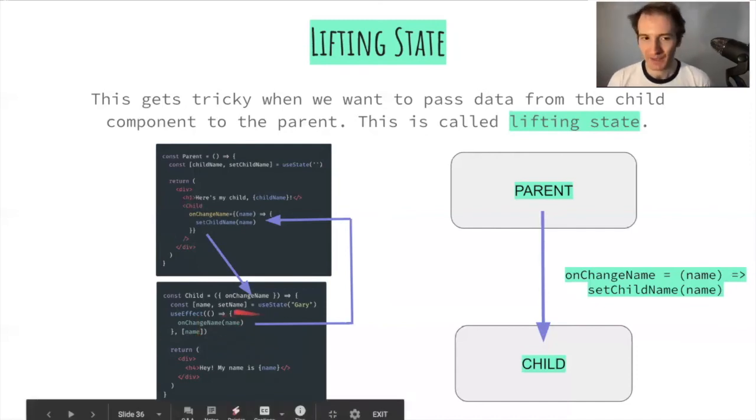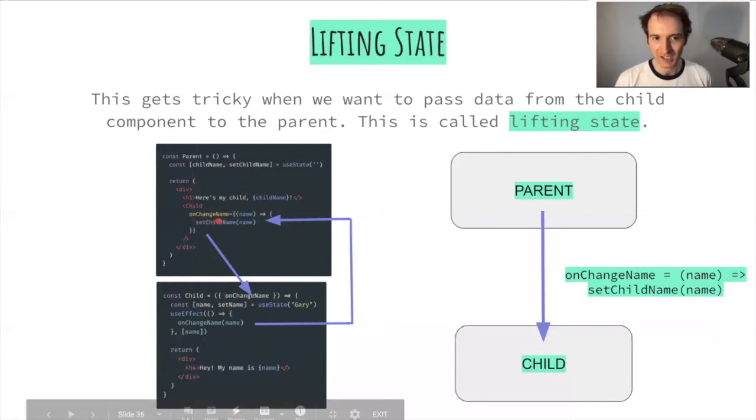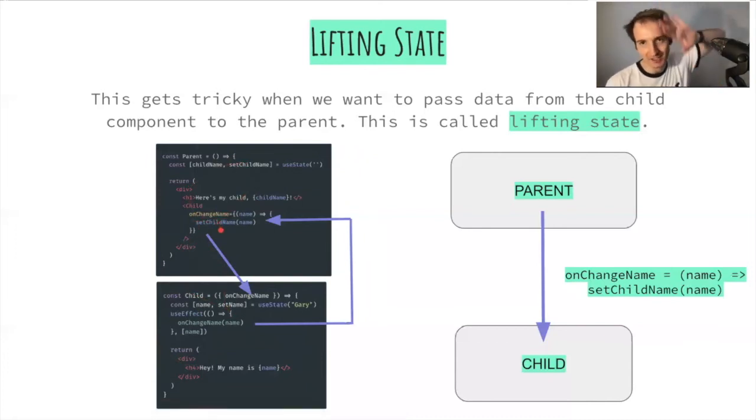And every time that name changes, then this child component gets updated, but the parent doesn't get updated. So to update the parent as well, we're passing in this function called onChangeName, which is then going to change the name of the parent. So if this sounds really convoluted and complex, it is.